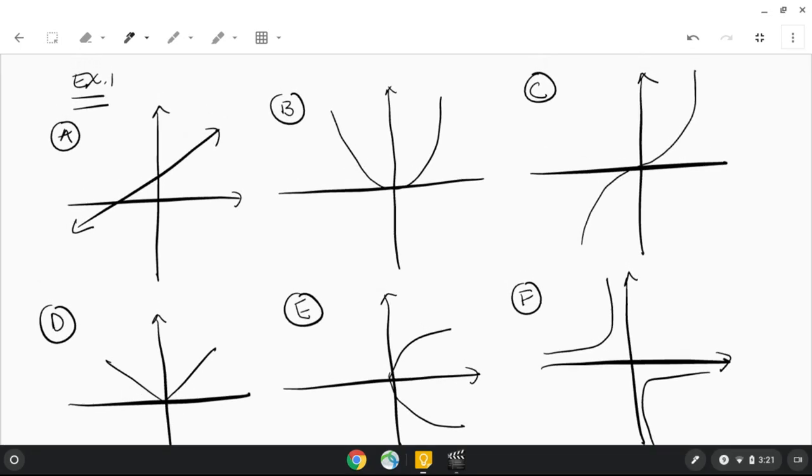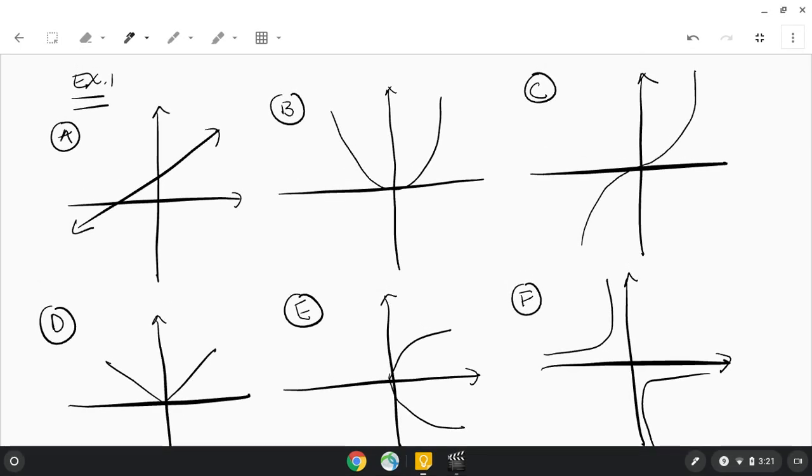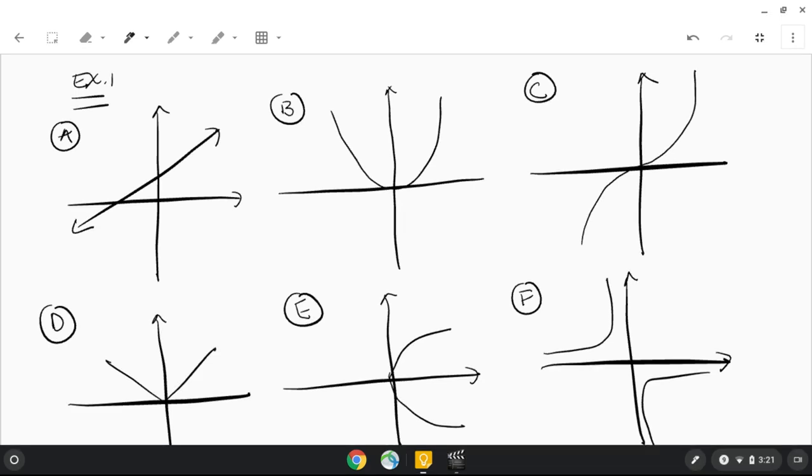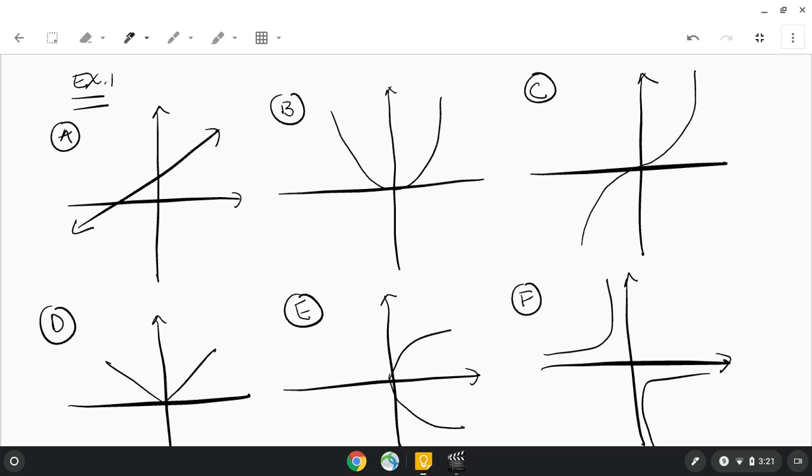Okay, let's start with letter A. First of all, does it pass the vertical line test? Yes, it does. So it is a function. Okay, does it pass the horizontal line test? Yes, it does. So it's a function and it's one-to-one.